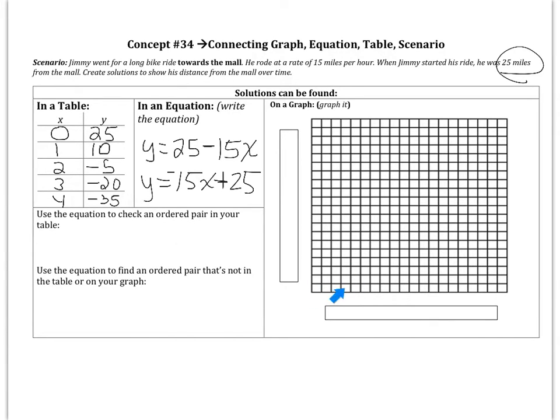So spread it out like 1, 2, 3, 4, 5, like that, okay? And then here we need to go from positive 25 all the way down to negative 35, right? So your x-axis is going to go somewhere in the middle here, right? Up here you're going to start with a 25 and then work your way down.